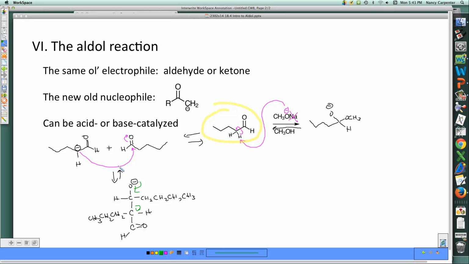It's like the other reactions we've looked at in this chapter. We're going to have to do something to pull the equilibrium along to product. Well, one way we can pull the equilibrium along to product is to make a stable product. And, well, we're not going to protonate with water because we don't have any water present. We have our solvent methanol present. So, protonation gives me the aldol product.